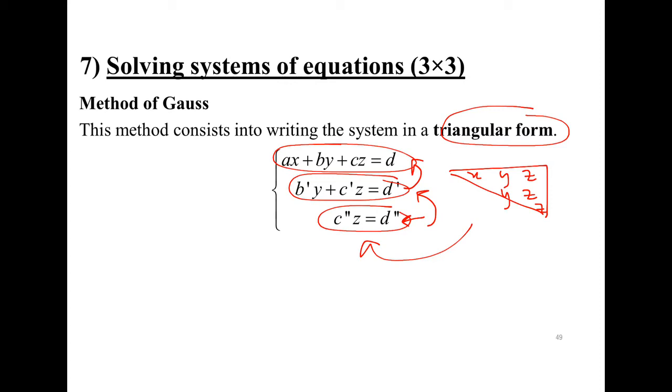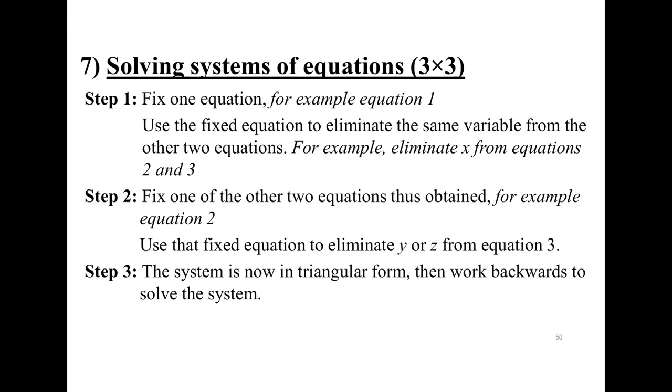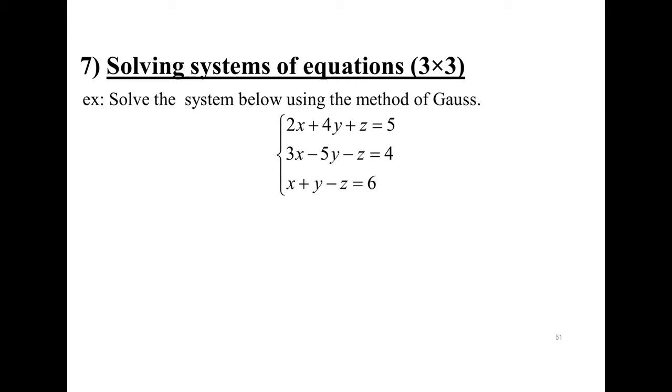Now, the variables don't necessarily have to be this way in the triangular form. The second equation does not necessarily have to include Y and Z, and the third equation does not necessarily have to include Z. What matters in the triangular form is that you write the system in three equations where one contains three variables, the second one contains any two variables out of the three, and the third one contains any one variable out of the three. These are the different steps for changing the system into triangular form for the method of Gauss.